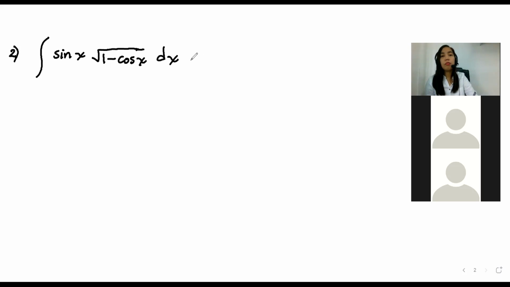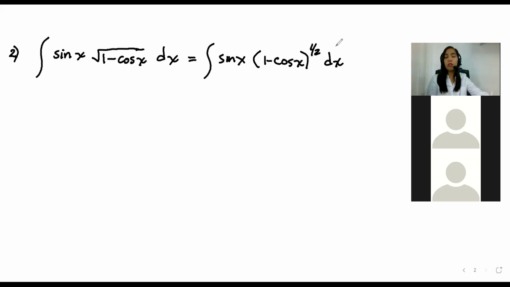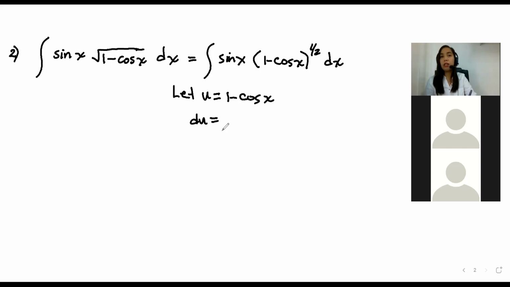Okay? So, number 2, the integral of sine x square root of 1 minus cos x dx. So, the given, when we write this in exponential form, the integral of sine x times 1 minus cos x, that is raised to 1/2. So sabi ko, ang substitution rule ay parang chain rule. Kung sino yung naka-radical or naka-raise sa exponential dito, fractional exponent, or yung may mataas na power. Yun yung u mo. So, we let u be equal to 1 minus cos x. And when we get the derivative of 1 minus cos x, ang derivative ng cos x ay negative sin x. Times negative, magiging positive sin x dx.